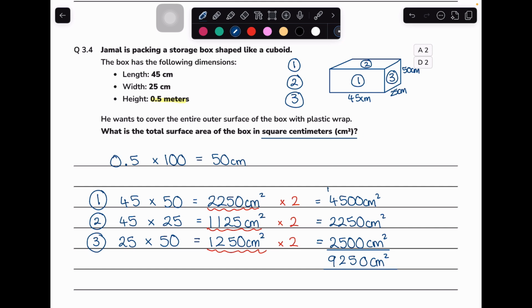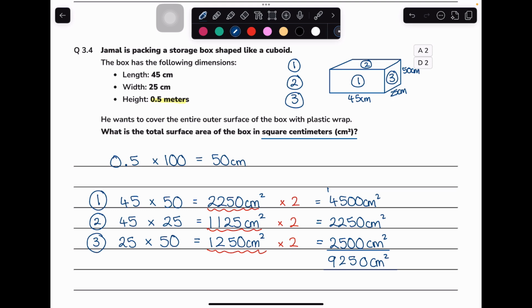And you would get a final answer of 9,250 centimeters squared.